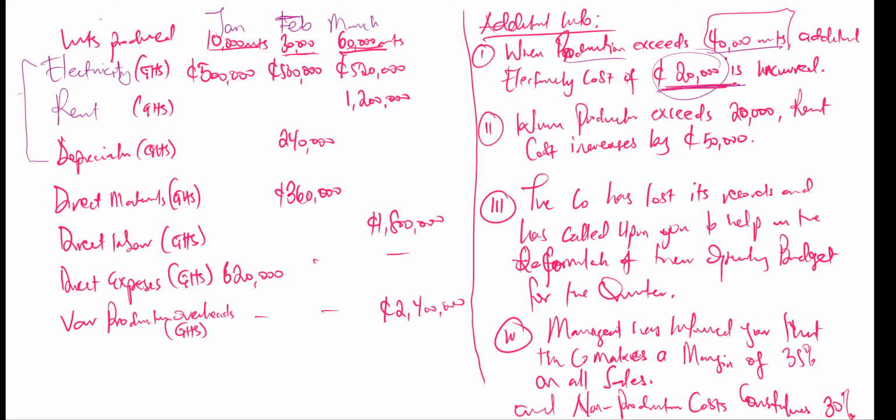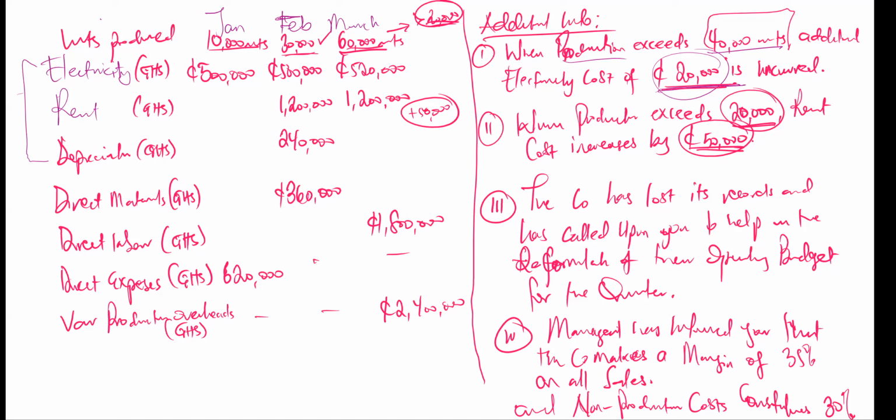Go to rent. Rent is how much? Rent is 1.2 million. But they said when production exceeds 20,000 units, additional rent of 50,000 cedis is incurred. Since this one is 60,000, it has exceeded that 20,000, true. The rent here, they've already added that 50,000 to it. Do you get the idea? This one too, has it exceeded 20,000? Yes. So the rent should still be 1.2 million as well.